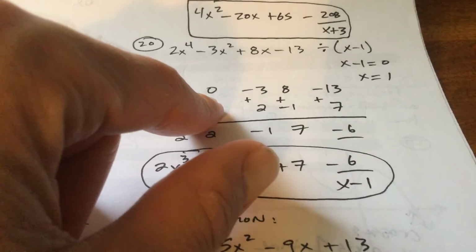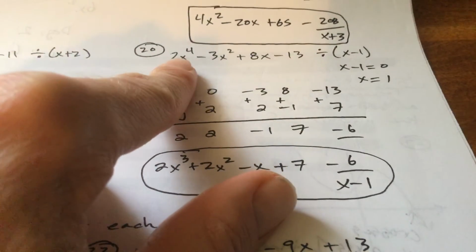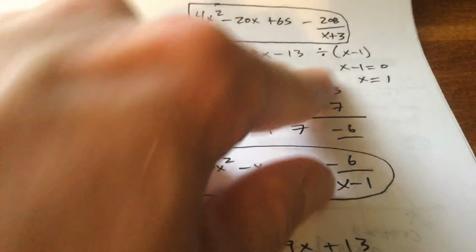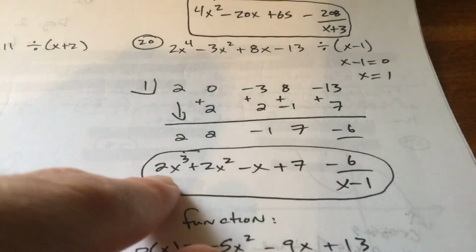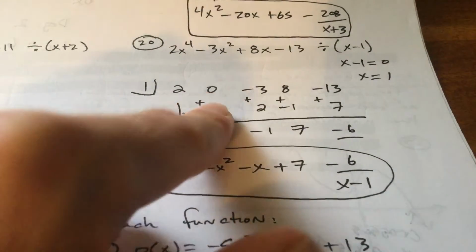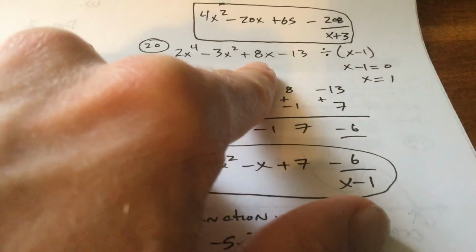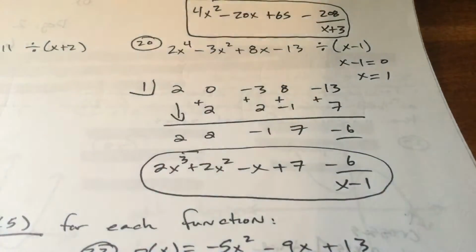Because, folks, your answer is going to involve x to the third. You're doing x to the fourth divided by x. You got to have an x to the third represented in there, so I'm going to put a 0. Negative 3 for negative 3x squared. 8 for 8x. Negative 13 for the constant.